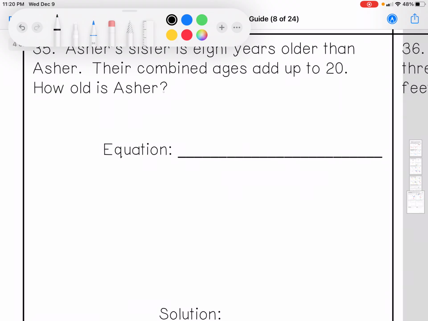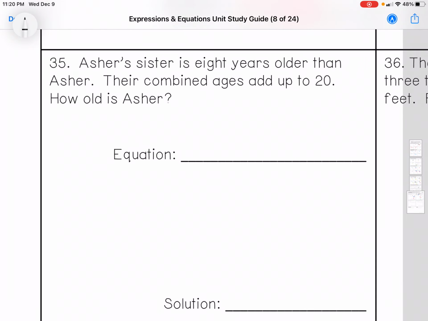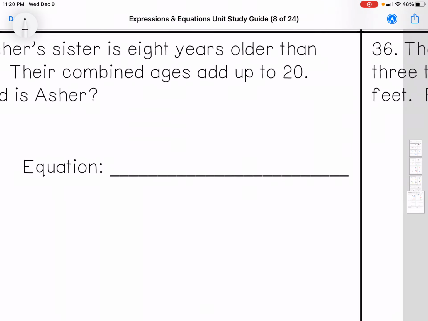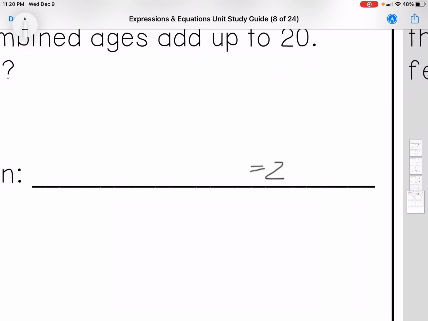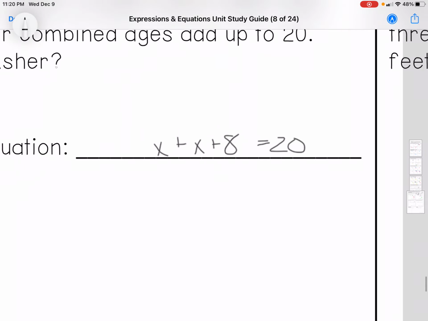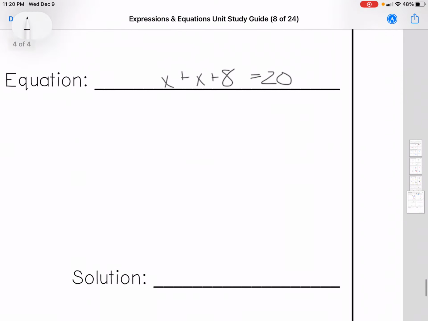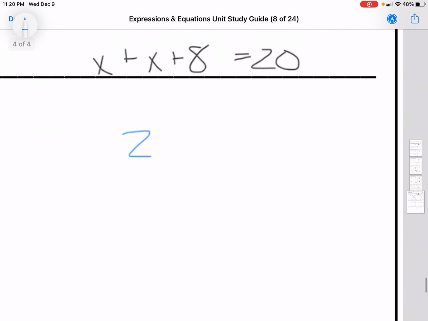All right. Asher's sister is 8 years older than Asher. Their combined ages add up to 20. So the total is going to be 20. Asher's age, we don't know, so it's x, plus Asher's age plus 8 is his sister. Okay? Well, that's 2x plus 8 equals 20.